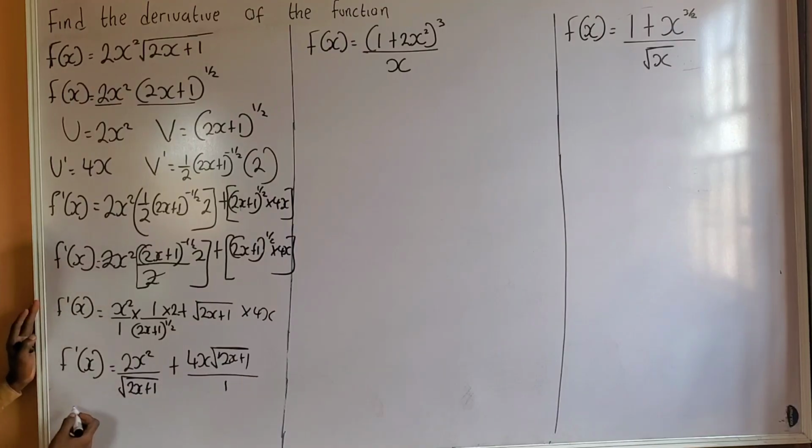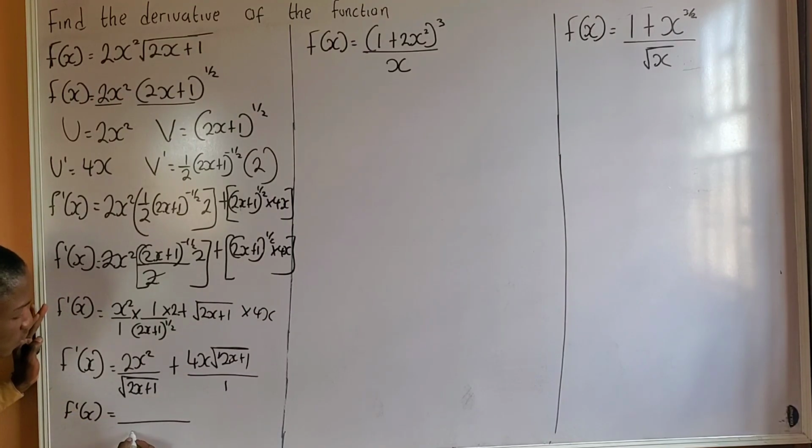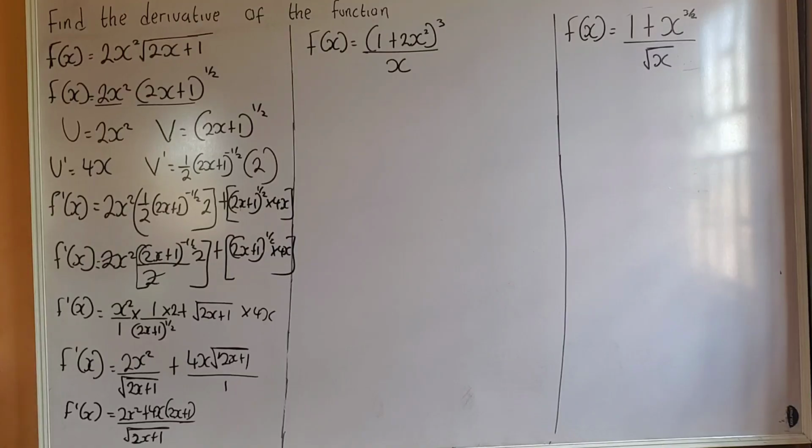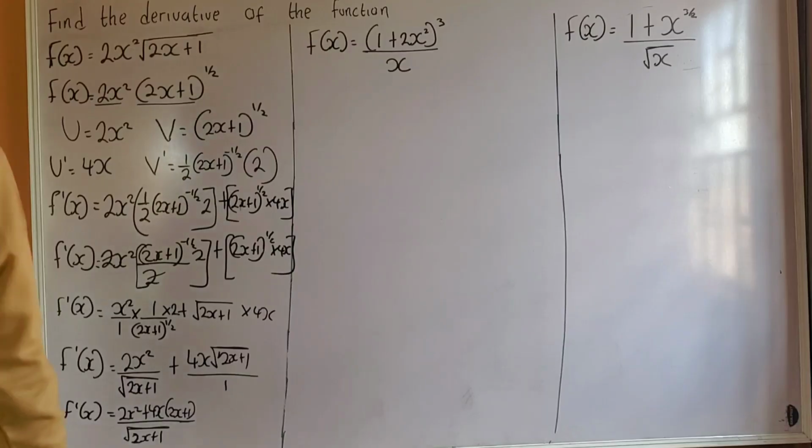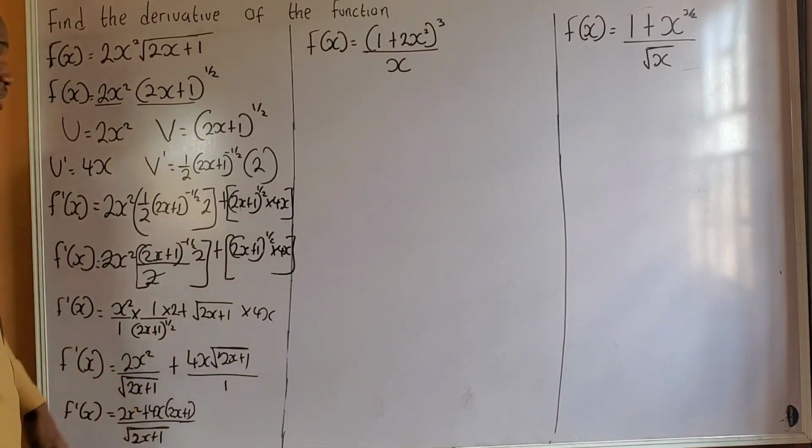The LCM is the square root of 2x plus 1. Okay? I'm going to have 2x squared plus 4x multiplied by 2x plus 1. Do you understand? If you don't understand, just reverse the video and listen to the explanation again. You will surely understand, because the question is simple. Now, when you get to this point, all you have to do is just open the bracket. Are you getting it?